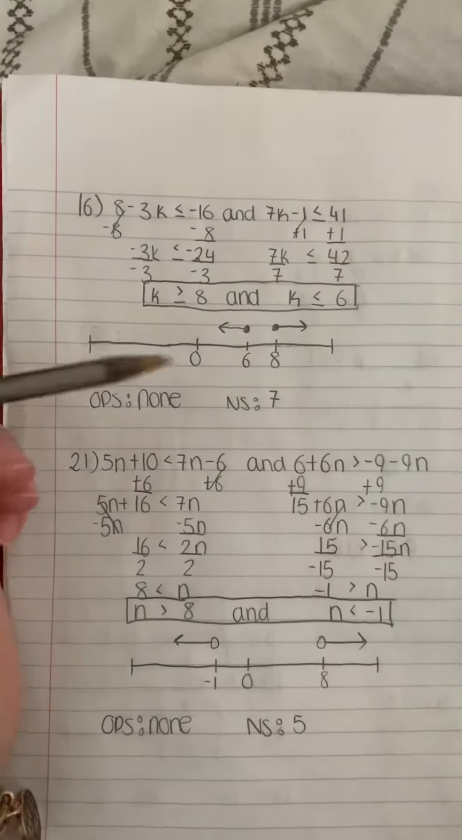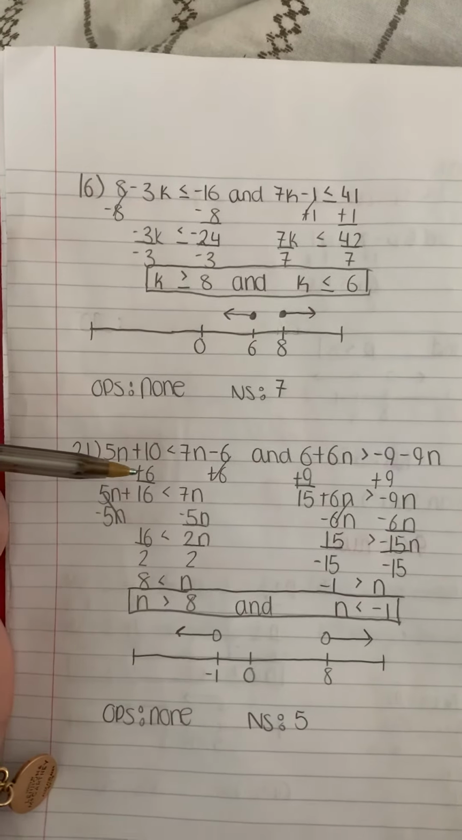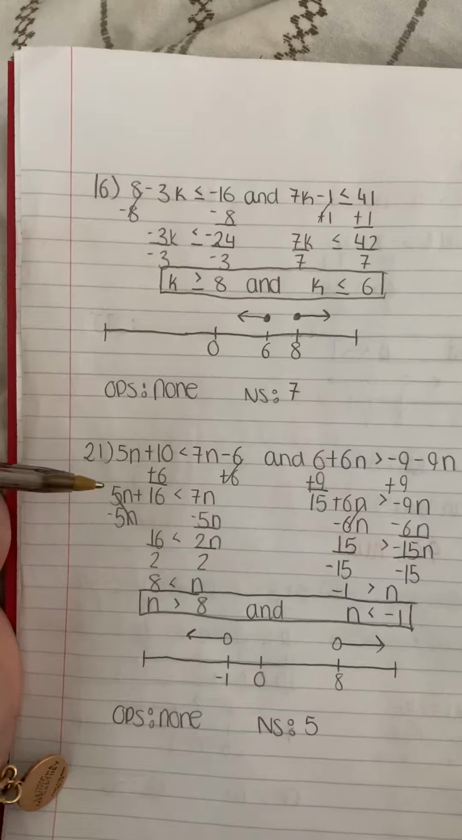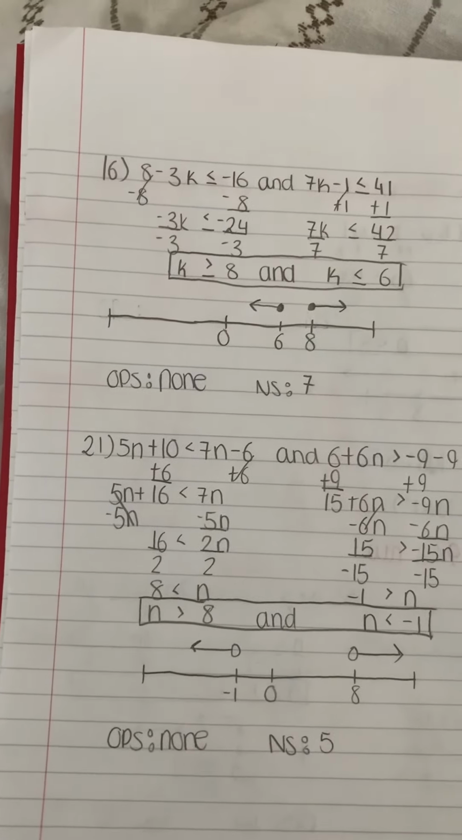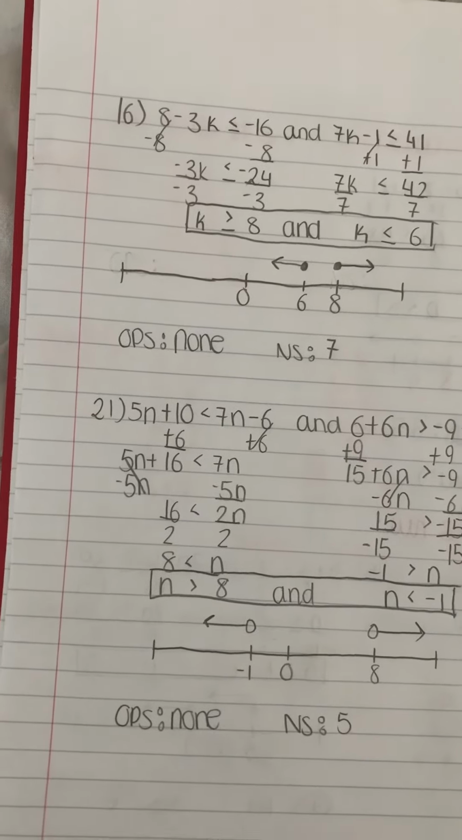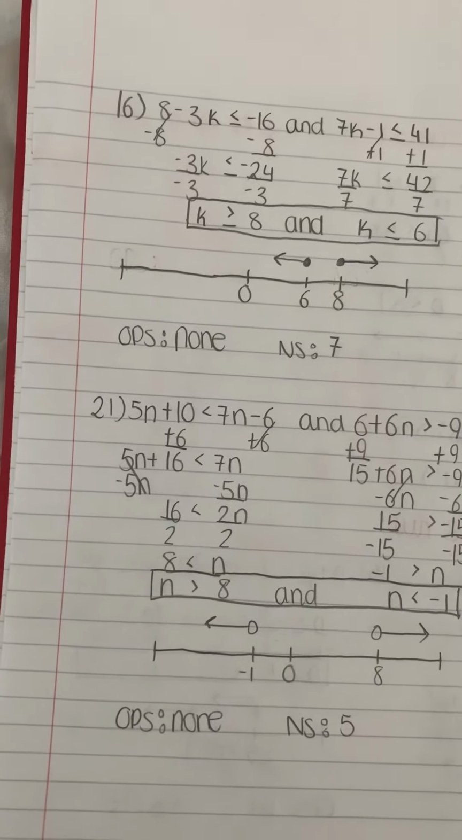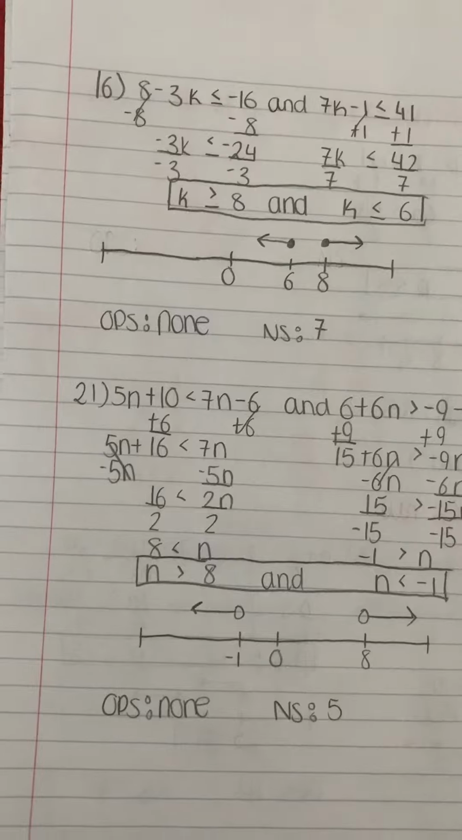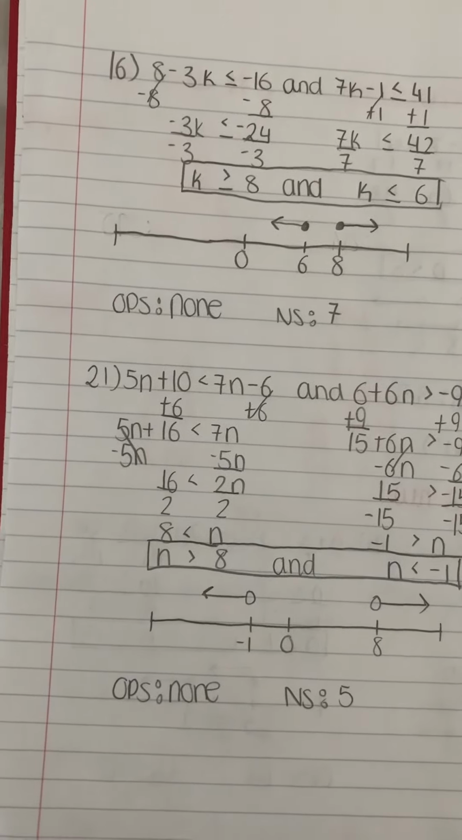And then for 21, the first thing I did on this side was add 6 to get 5n plus 16 is less than 7n, and then I subtracted 5n on both sides to get 16 is less than 2n, divided by 2 on both sides to get 8 is less than n, and then I flipped that to get n is greater than 8.